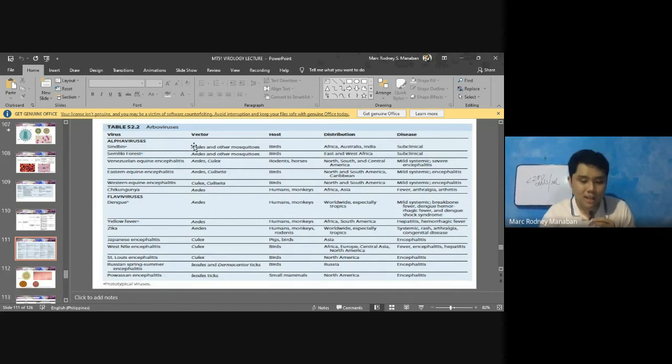So alpha viruses, again, under Togaviridae. You have vector, usually mosquitoes, Aedes and Culex. The hosts are birds, but for the equine, it is horses. And then distribution and disease can be mild systemic and encephalitis. The reservoir host is birds, and then the birds will infect the horses in equine, and then the mosquito can pass it from there to humans, where it causes infection. So that's for the Togaviridae family.